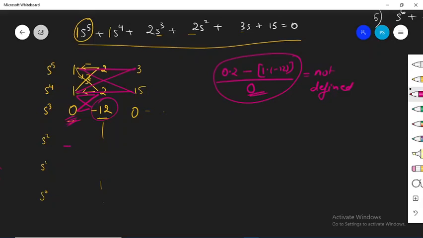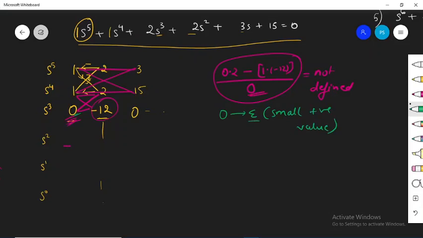So to solve for this, what is done actually is that you replace this 0 that you are getting over here with a small positive value. This will be a small positive value which will be known as epsilon.